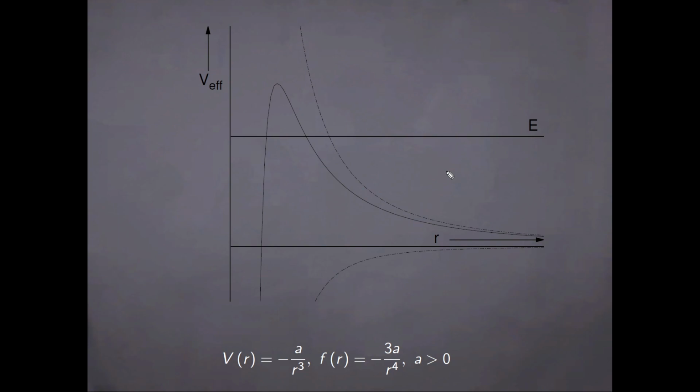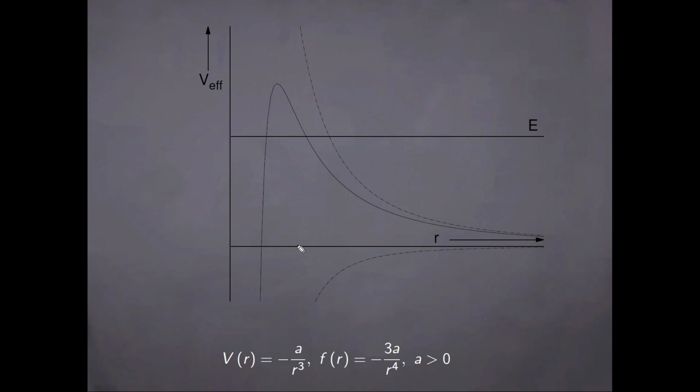Now we can consider another example with a potential given by an inverse cubic law, so minus some constant A divided by r cubed, and then the corresponding force is once again attractive, but it's not an inverse square force, but rather an inverse fourth power of the radius force. And we are implicitly assuming that the constant A is positive.